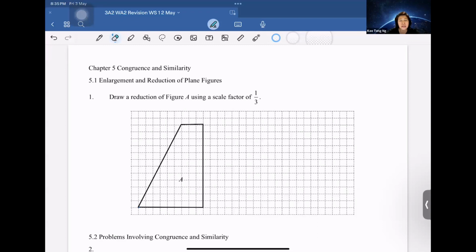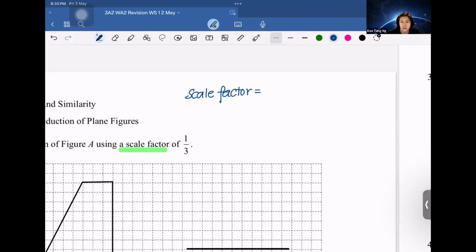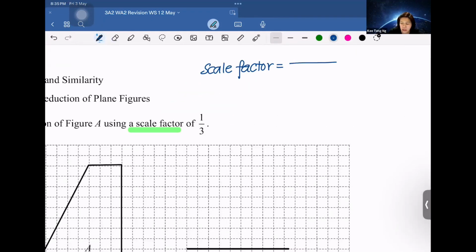So when there's enlargement and reduction, we will need to know this keyword called the scale factor, right? So what exactly is a scale factor, or how do we find a scale factor? A scale factor can be found by taking a length of an image over the length of the original.